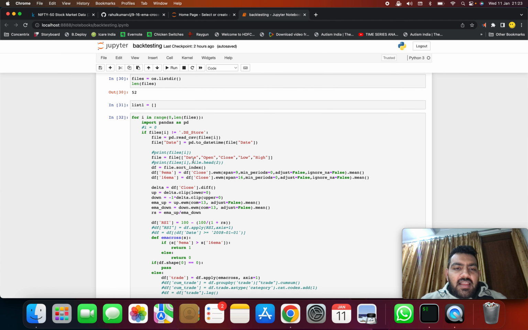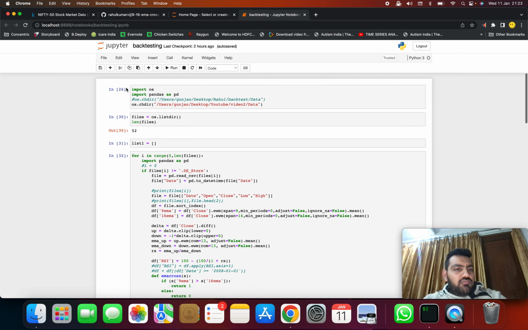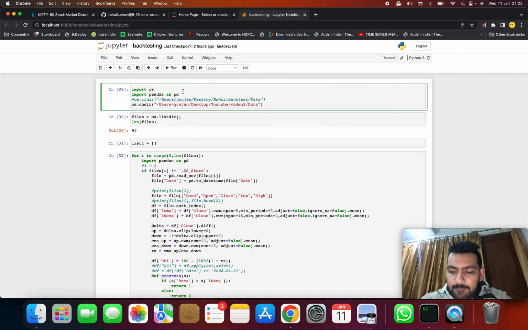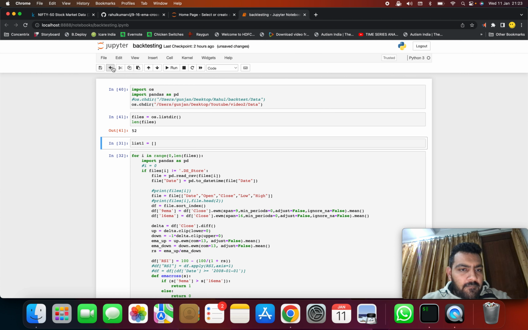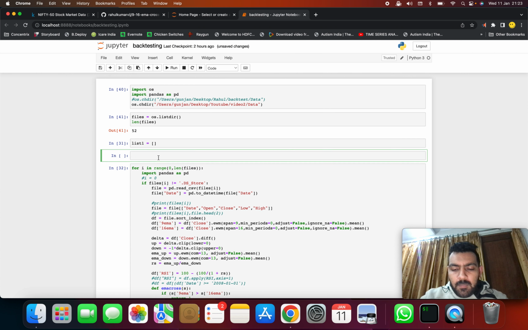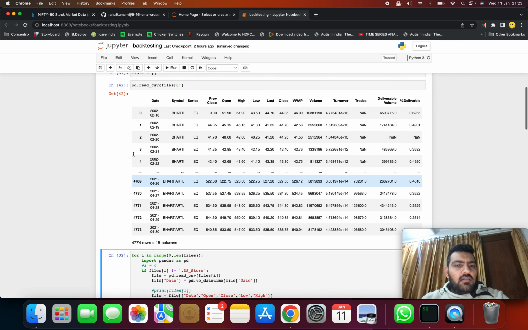Each of my files has a date. I'll just open one of the files here. Let's say this file is for Bharti Airtel. It has data from 2002 till 2021. There are multiple variables. The most important one for us is the date, and we are looking for the open, high, low, and close prices.